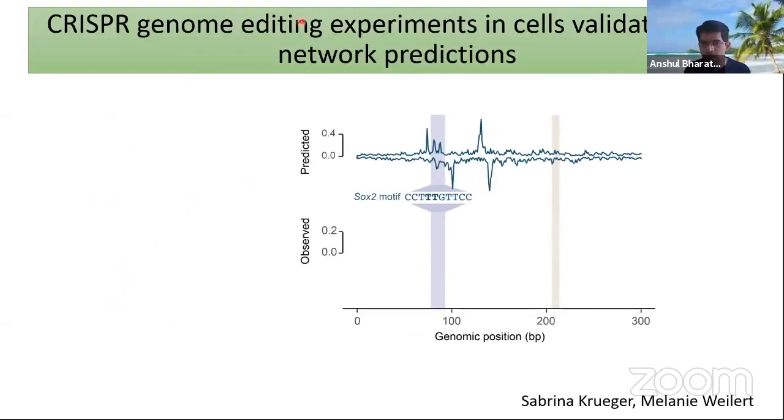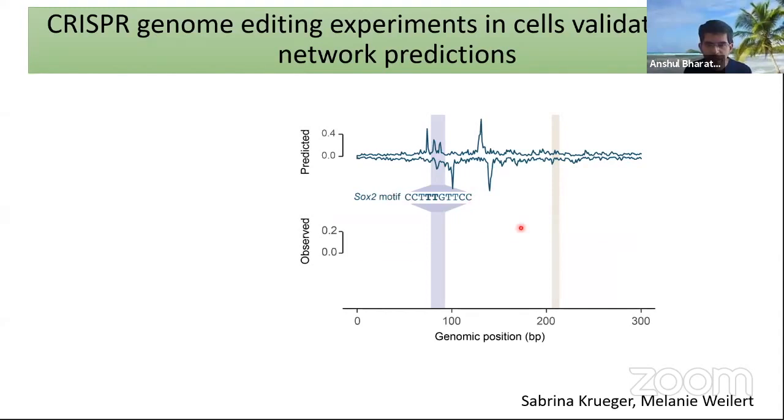CRISPR is one of these technologies that allows us to go into cells and actually edit DNA sequences in actual cells. Of course, we don't do this in humans. That's a no-no. We do this in cell lines in the dish, or in cells in a dish. But here's an example of how we can use the computational models to predict what a mutation would actually do to these biochemical profiles. Okay, so here's a predicted profile from the model for one particular DNA element. Here's the DNA word that the model predicts as being important.